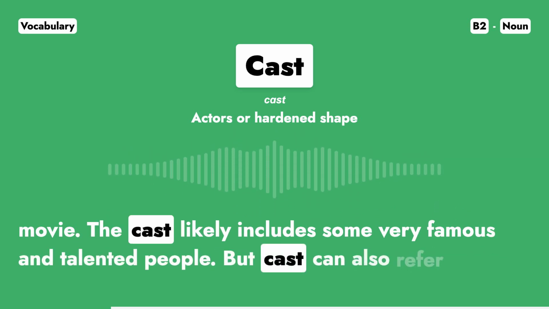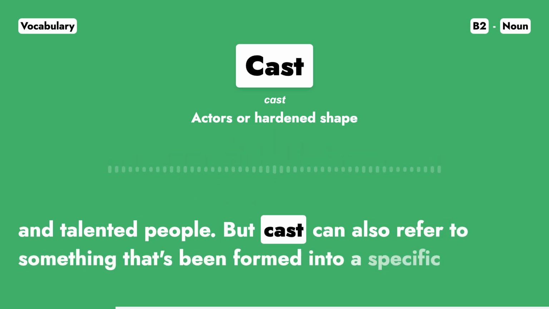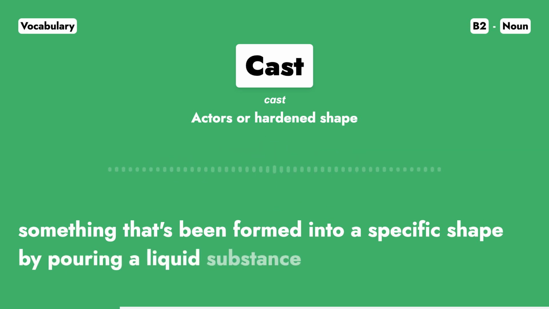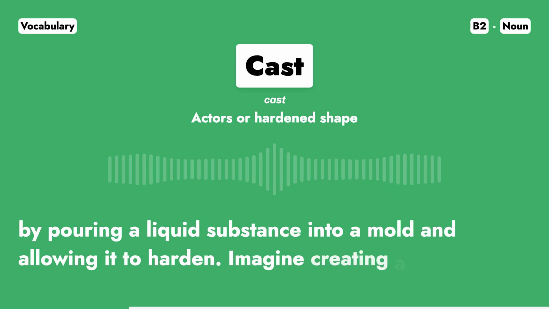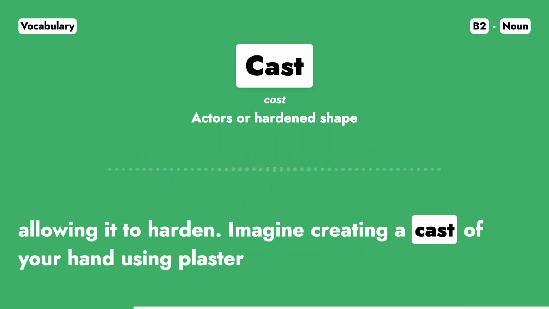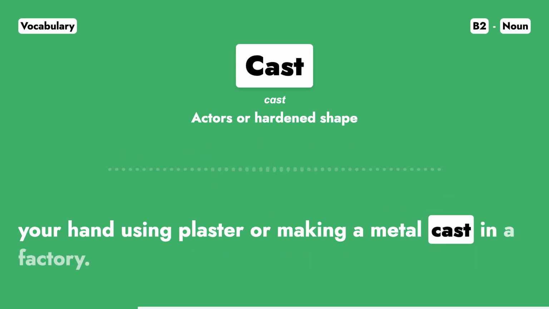But cast can also refer to something that's been formed into a specific shape by pouring a liquid substance into a mold and allowing it to harden. Imagine creating a cast of your hand using plaster or making a metal cast in a factory.